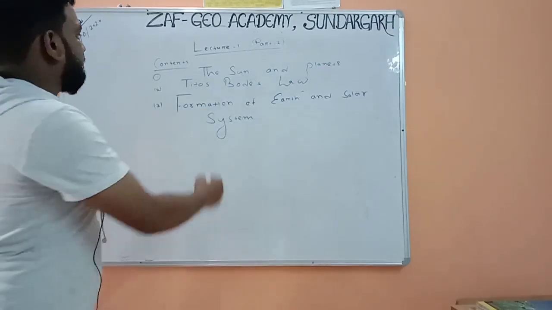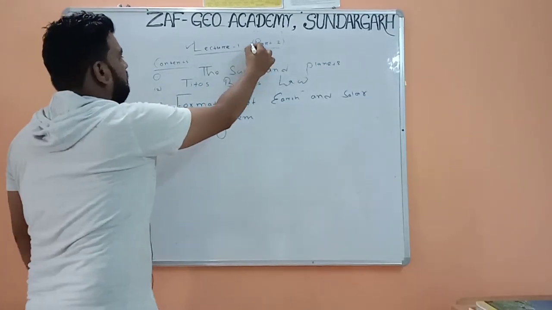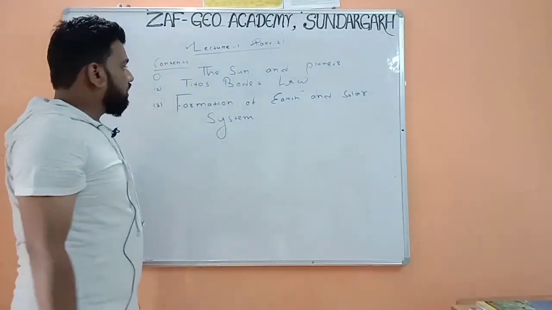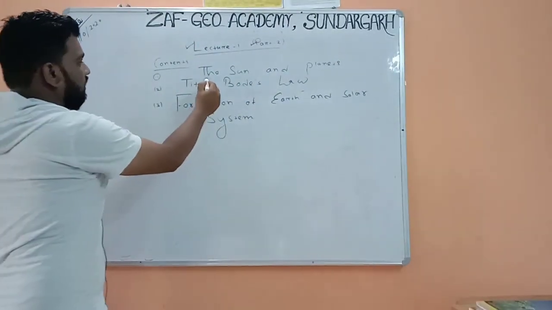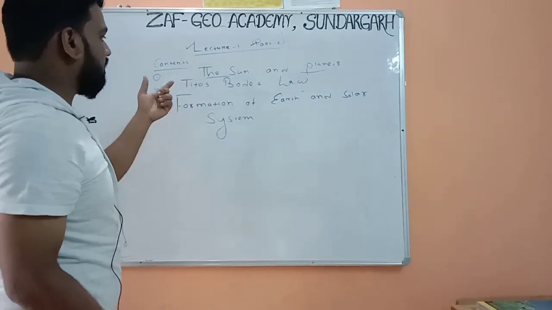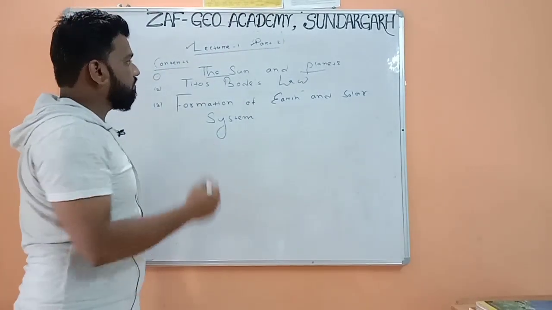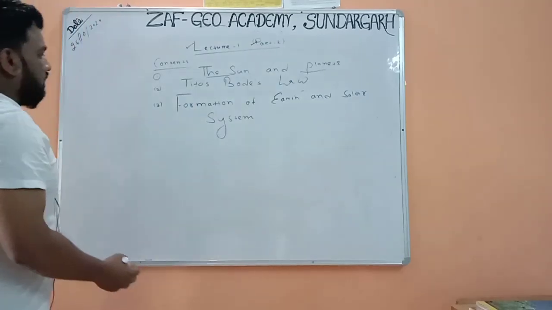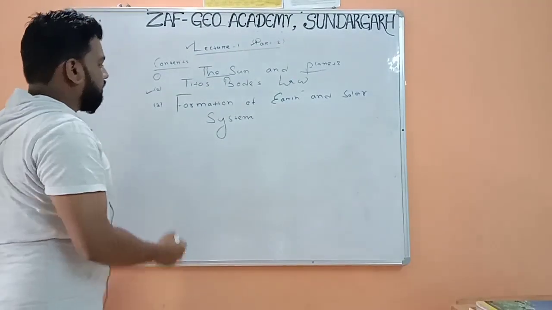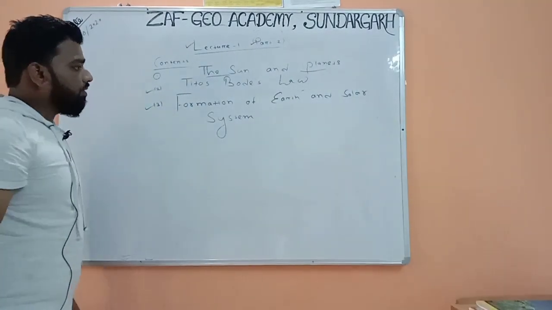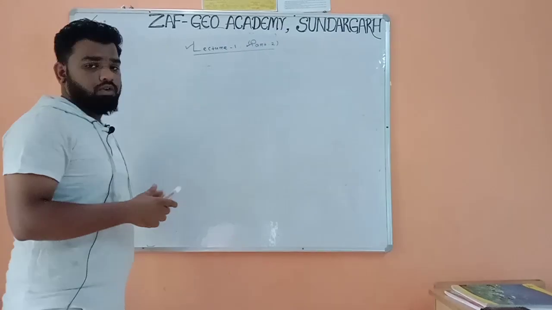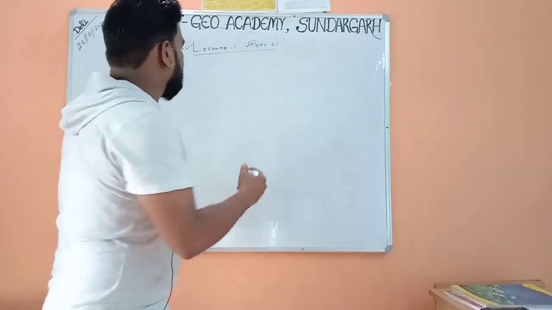This is lecture 1 part 2. Today our topic will be the sun and planets, the basic things about the sun and planets which I left in part 1, the second is Titius-Bode's law, and the third one is formation of earth and solar system. So let's start with the sun.